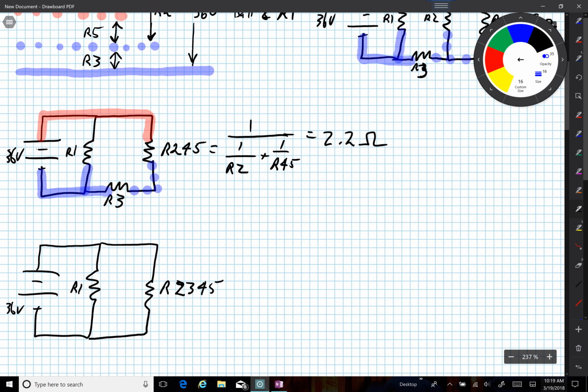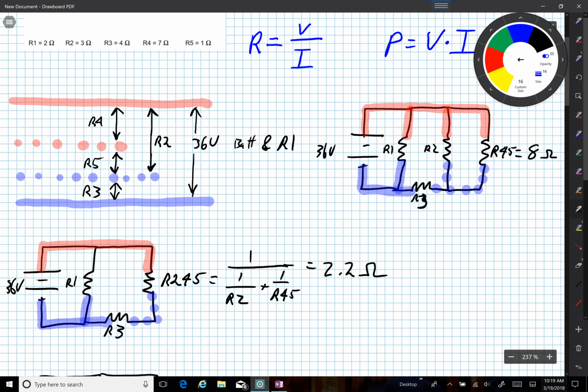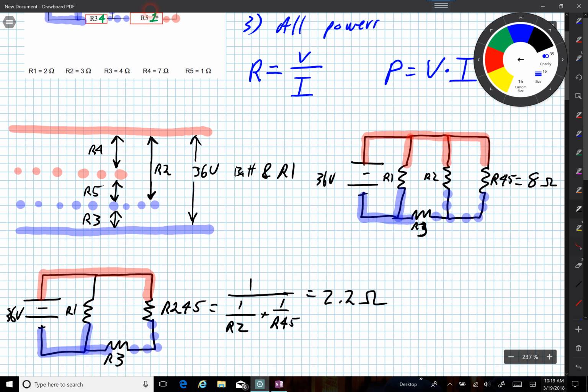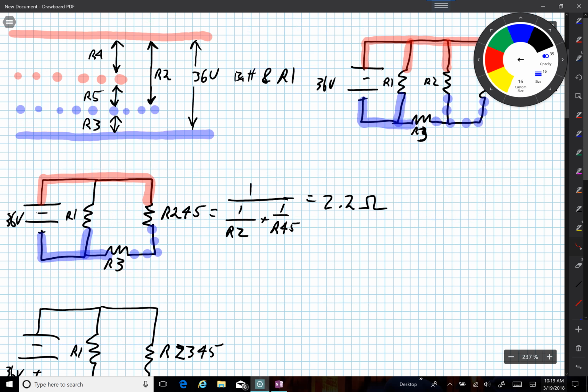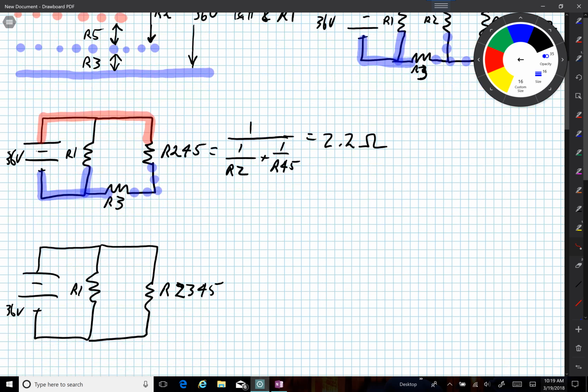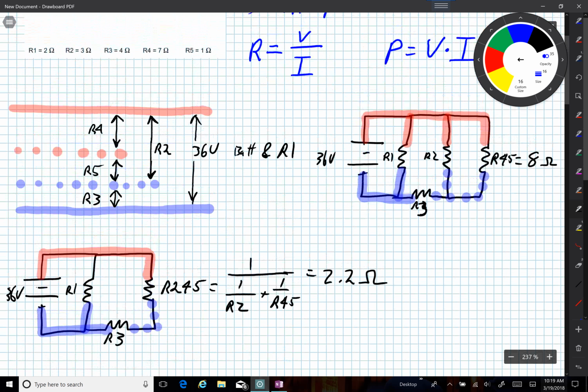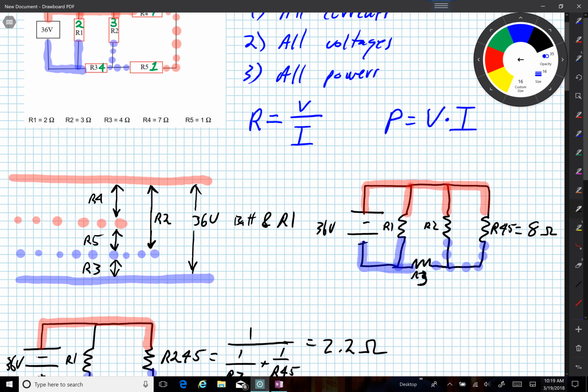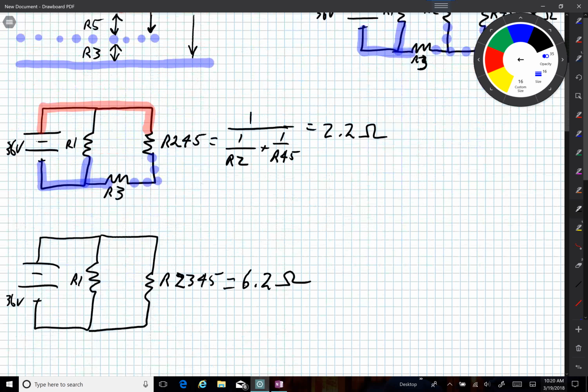They're in series, and so R3 is 4 ohms. So I have to add that. Four ohms, so this is going to be 6.2 ohms. R3 is 4 ohms, right? Add that to the 2.2, I get 6.2. And now I do my colors again.